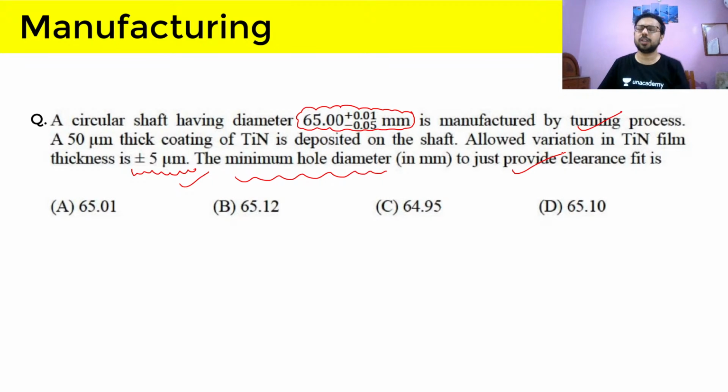Again, this is a GATE exam question, and before doing this question I will be taking a little break in which I will be drinking water, and I will be back in a minute. If you want to do this question, I am giving you 1 minute. What this question is asking is that you are given a circular shaft, data given with tolerance, and a coating which is 50 micrometers thick. This is the thickness of the coating, and this term is very important, and there is variation in the coating, which is plus minus 5 micrometers. The minimum hole diameter to just provide a clearance fit is being asked, and the options are given.